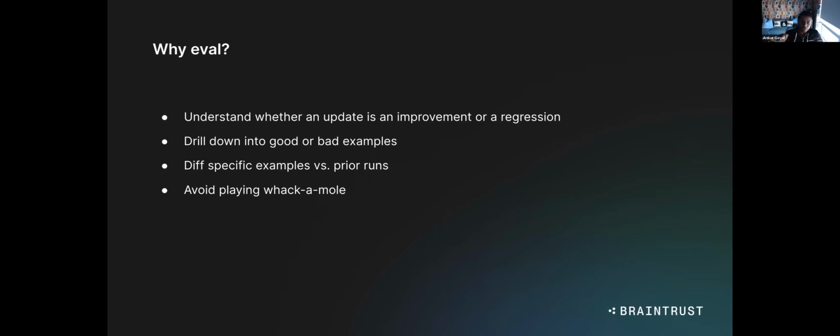Let me understand what the differences are between what I just generated and what I generated before, so I can build some intuition about what change to the prompt led to that. And then, very importantly, we don't want to play whack-a-mole. We don't want to improve some things and break other things, and then not really know what we broke or why we broke it. So it's important to systematically improve the quality of a system.